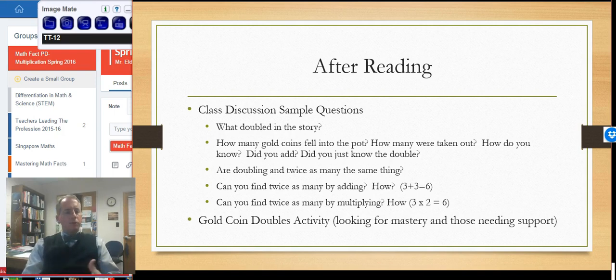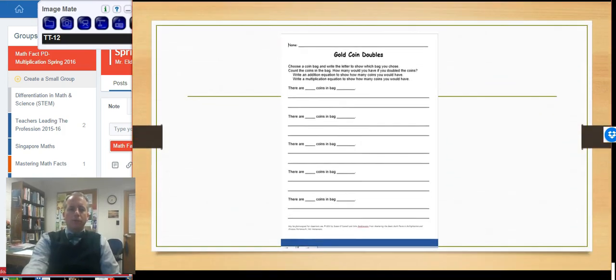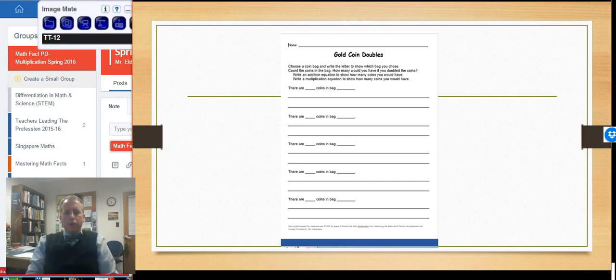So we're going to have some activities here with the gold coins doubling activity. And really, in this case, what we're looking for is who's already mastered some of these facts and who's going to need more support. So let's take a look at what one of those looks like. And again, I'll try to load these into our online group. But in essence, you can see in the directions here, they're going to choose a coin bag, right? So I've prepared some of these coin bags.